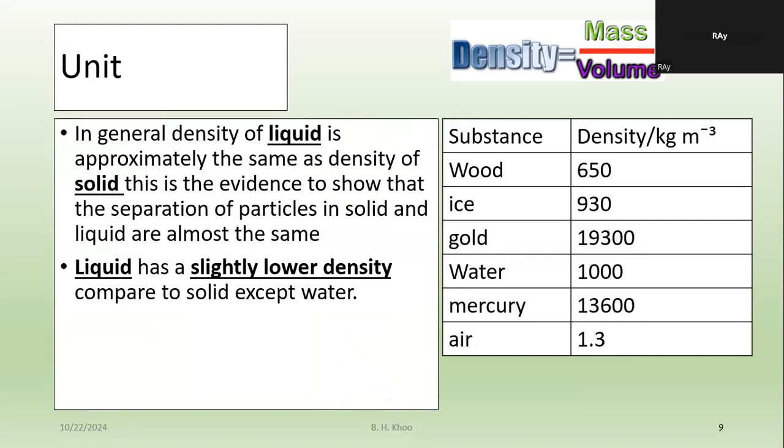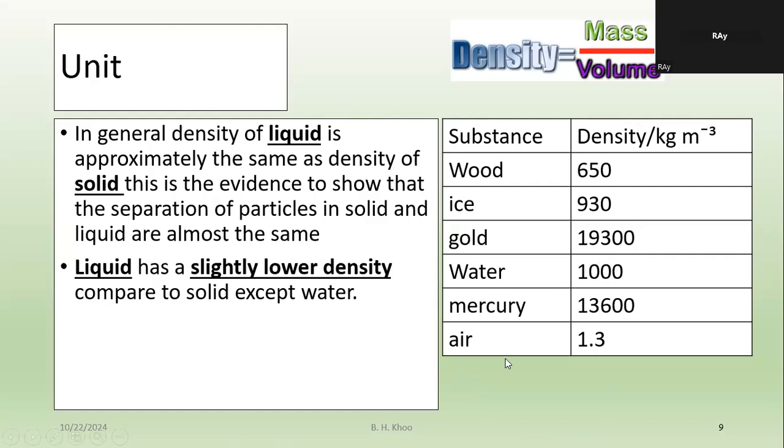In general, the density of liquid is approximately the same as the density of solid. This is evidence to show that the separation of particles in solid and liquid are almost the same. Liquid has a slightly lower density compared to solid. The only exception is ice, which has a different structure.